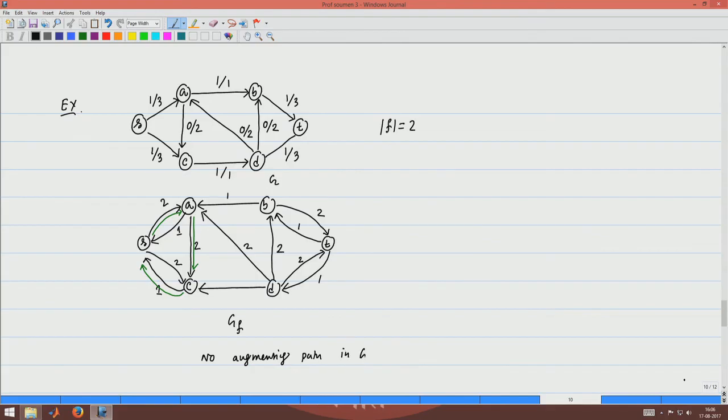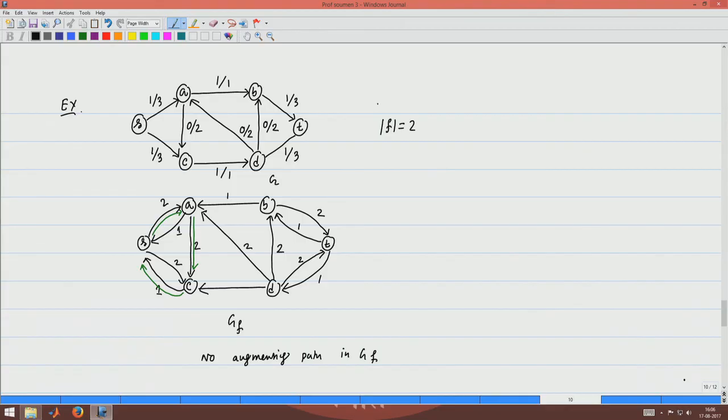In G_f. So, then by Ford-Fulkerson algorithm we can say that the flow that we have started with, which is having the value 2, is the maximum flow. You can't improve the flow value because there is no augmenting path in the residual network. So, this is the max flow, and now here can you find the minimum cut?